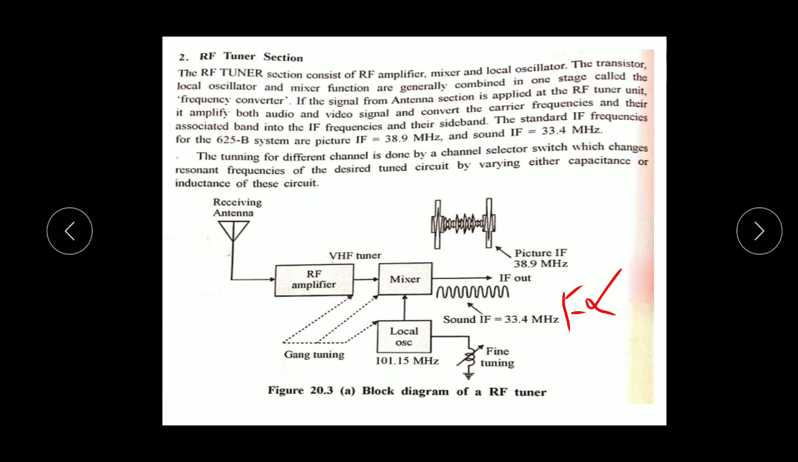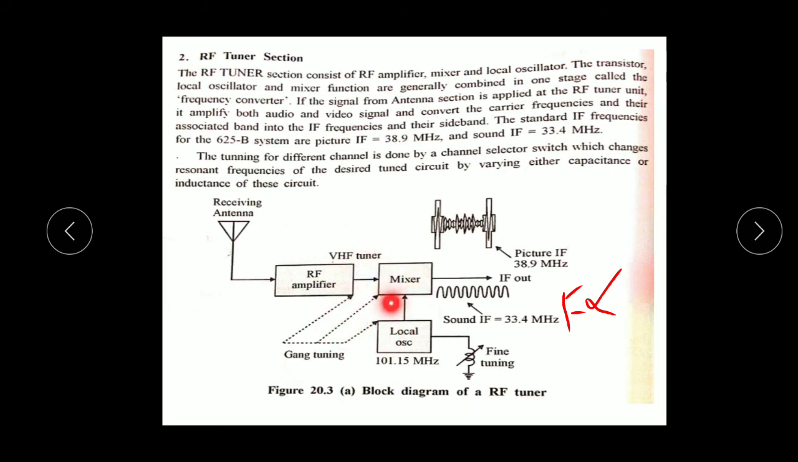This is the RF tuner section. This is the main part of the receiver. The RF tuner section consists of the RF amplifier, mixer, and local oscillator. The transistor, local oscillator, and mixer functions are generally combined in one stage called the frequency converter. The complete section is called the frequency converter.